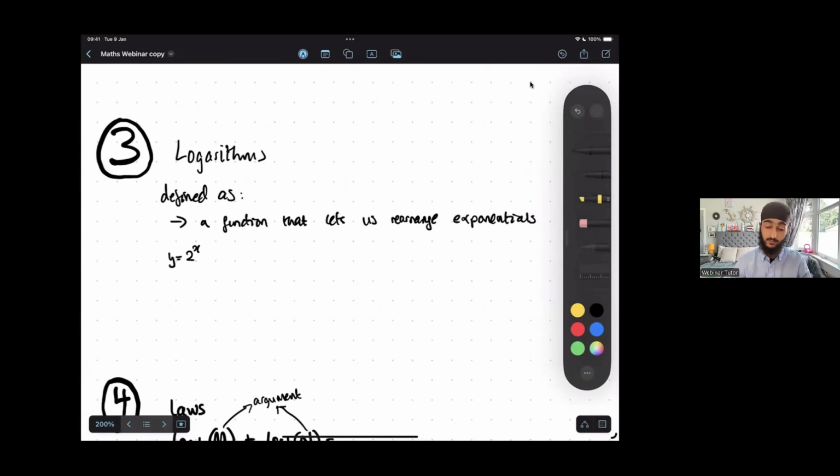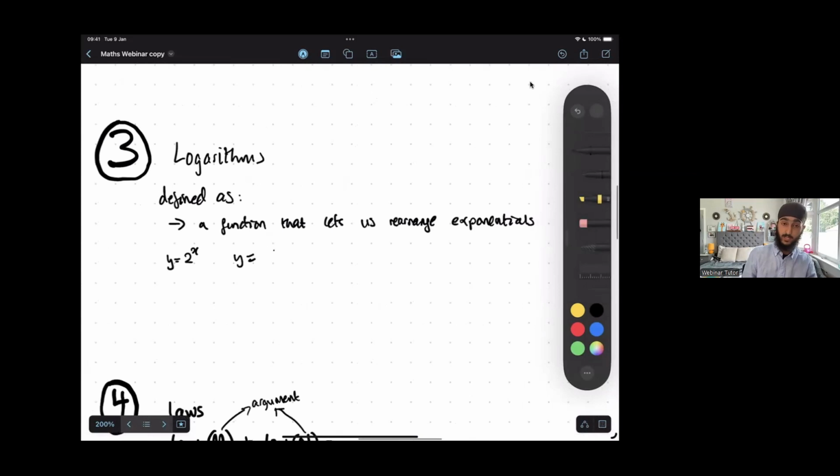So let's stick with this example, y equals 2 to the power of x. And assuming that they give us y equals 4, and they ask us to determine what x is in the question, we could use a logarithm function for this. And that would look like this. Log base 2 of 4 gives us x. What does that actually mean?